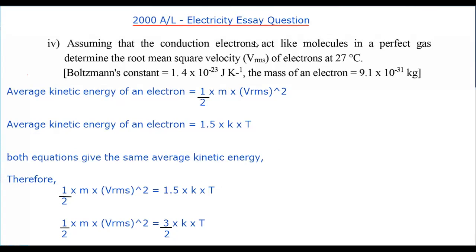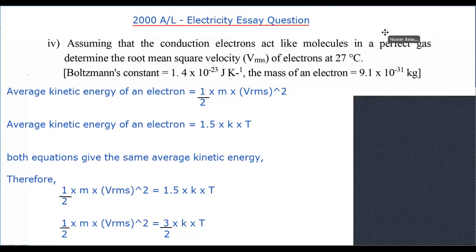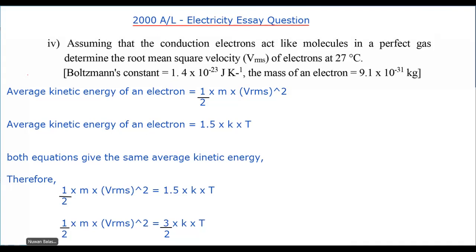Sir, I have a little doubt, sir. Yes, I'm listening. Please tell me your doubt. Sir, instead of following this procedure, can we use an equation where the root mean square velocity is equal to the square root of the adiabatic constant times the universal gas constant times the absolute temperature over the mass? Can we use that equation, sir?